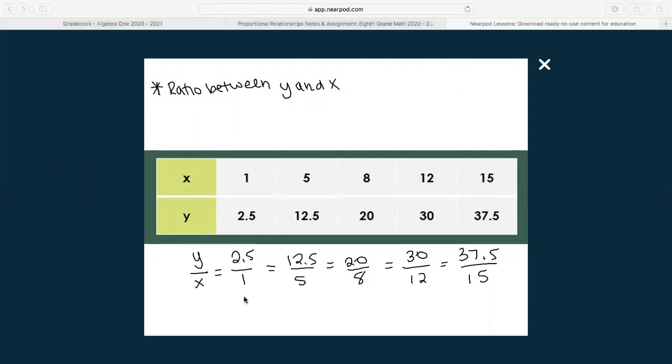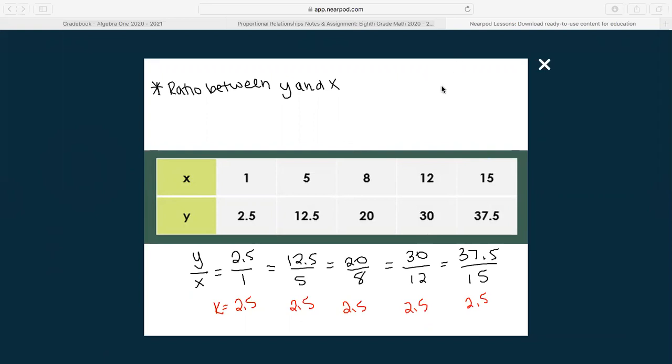So 2.5 over 1 is 2.5. 12.5 over 5 is 2.5. 20 over 8 is 2.5. 30 over 12 is 2.5. 37.5 over 15 is 2.5. Well, the ratio between y and x is the same for all of these. Therefore, this is proportional. And k equals 2.5 since all of these ratios were 2.5.